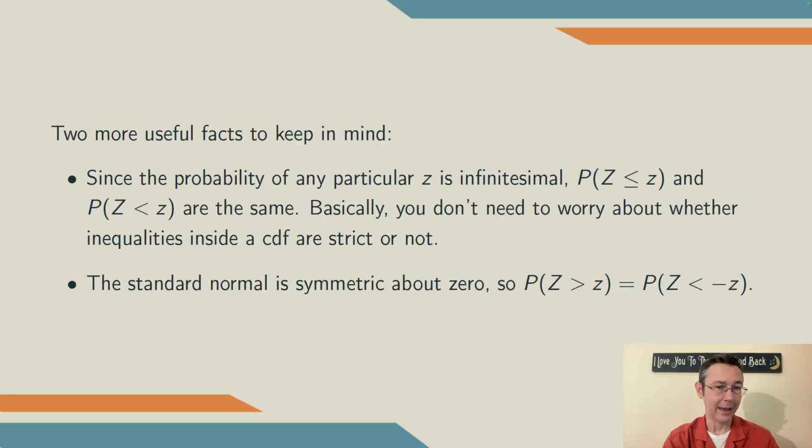Two more useful facts to keep in mind as we wrap up this video. First of all, since the probability of any particular z value is infinitesimal, the probability that z is less than or equal to z and the probability that z is less than z are the same. Basically, you don't have to worry about whether your inequalities are strict or not when you're inside of a probability statement for a continuous random variable like the standard normal distribution. Secondly, the standard normal is symmetric about 0. So the probability that z is greater than some value is the same as the probability that z is less than the negative of that value.